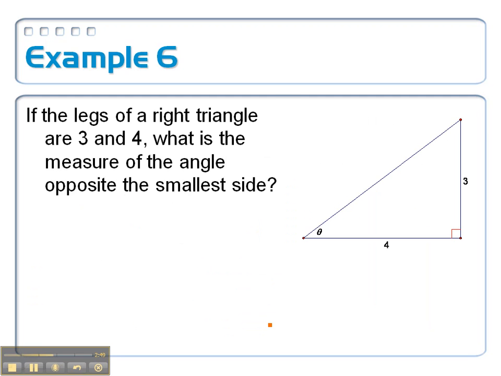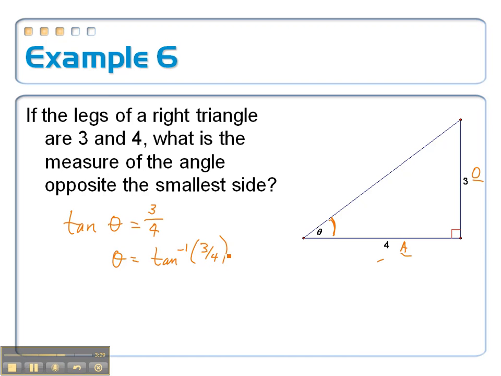Okay. On example 6, now here's how we actually use this in trigonometry. I'm looking for this angle theta. I know that the opposite side is 3, the adjacent side is 4. Opposite over adjacent, that's the tangent ratio. So tangent of my angle, which is theta, equals the opposite side, 3, over 4, the adjacent side. To solve this for the angle theta, it's equal to the inverse tangent of 3 over 4.